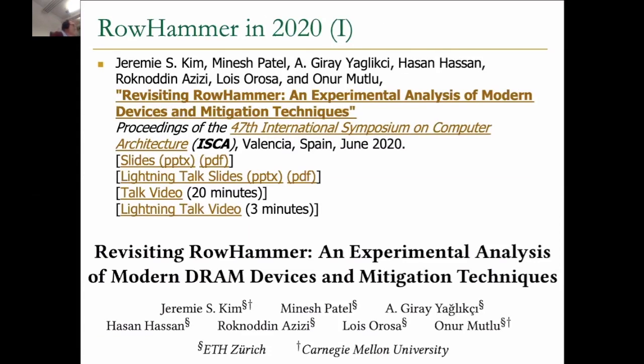Basically, we have worked on RowHammer in 2020, at least published the work that we've done in the past. Others have also done it. I'm going to talk about some of the works that we have done. This work is a circuit level work, looks at how the vulnerability is scaling as well as how the mitigation mechanisms have been scaling.